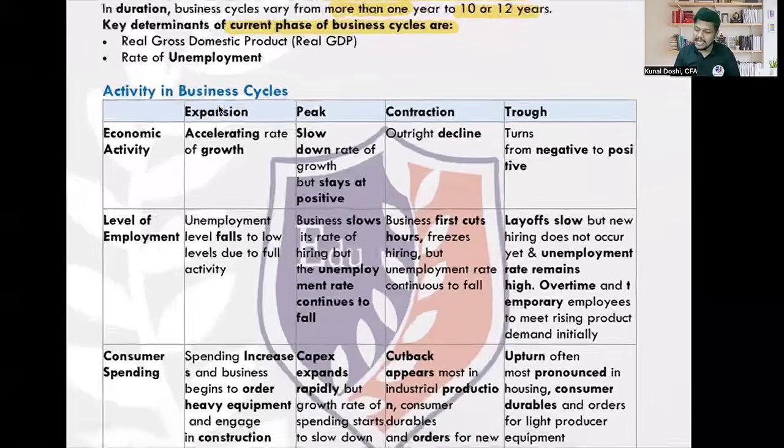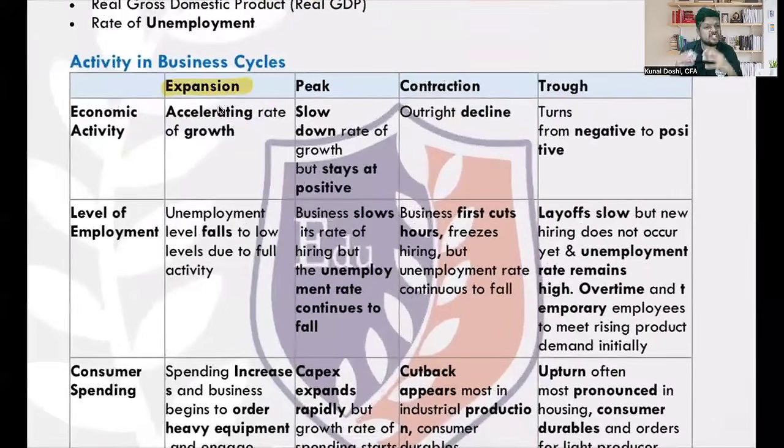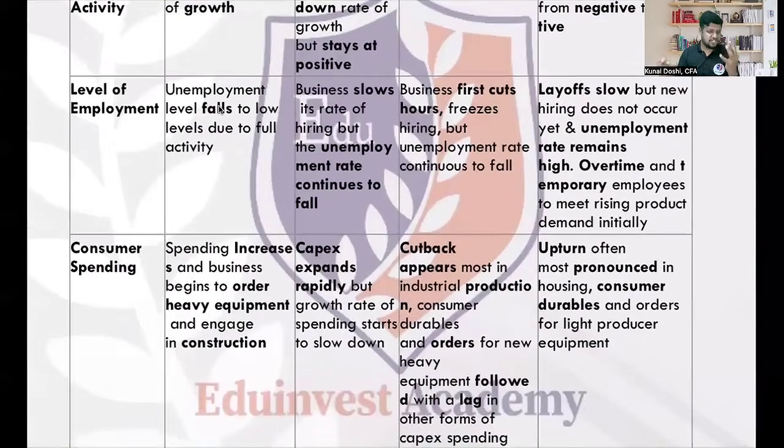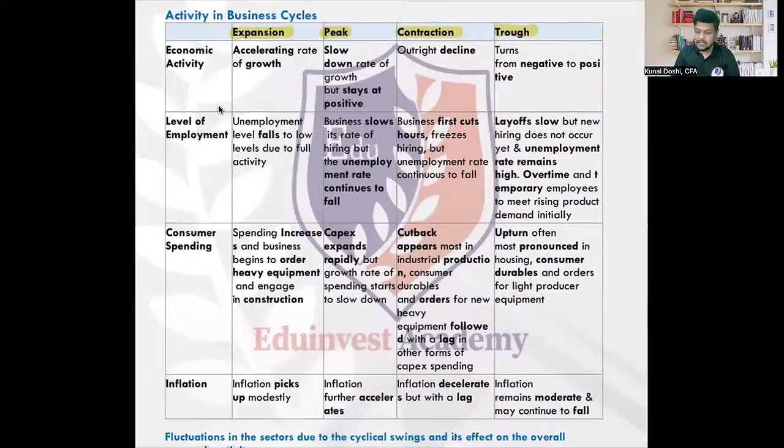There are 4 business cycle points that we discuss. Expansion, when the economy is growing and it reaches the peak. After that, it starts contracting and it reaches the bottom, which is called trough. The bottom, the lowest point, is called trough. Contraction is where you see recession, the economy is falling. Now, there are 4 factors on which everything is explained here.